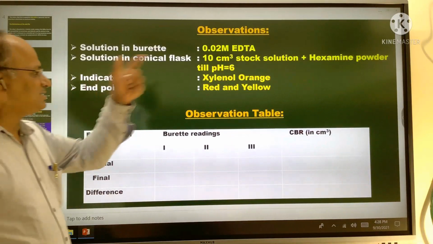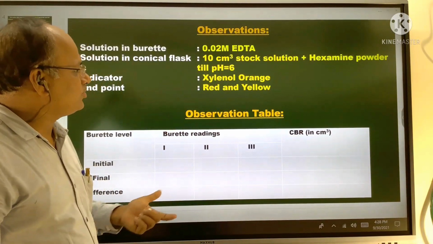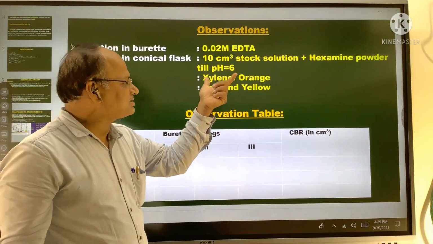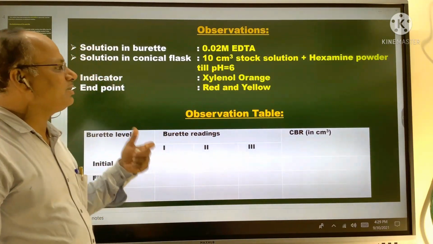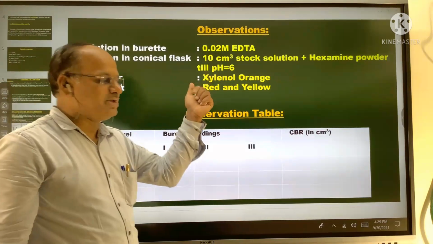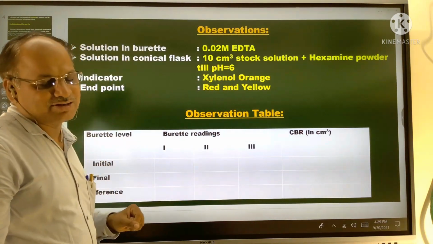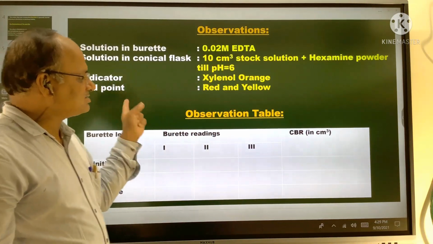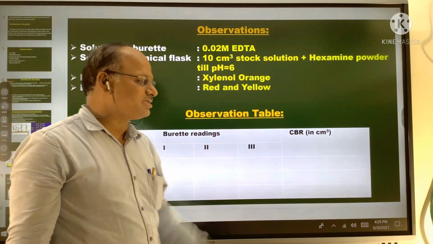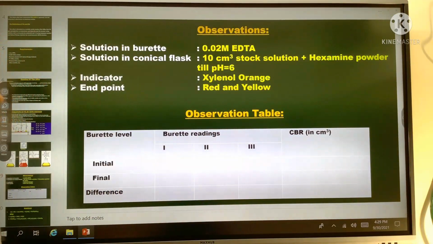Then the observation: in the burette, take the 0.02 molar EDTA, and in the conical flask take 10 ml of stock solution, plus hexamine powder added till pH 6. Then as you add the xylenol orange indicator, the color change is the end point, that is red to yellow. Then what is the observation?